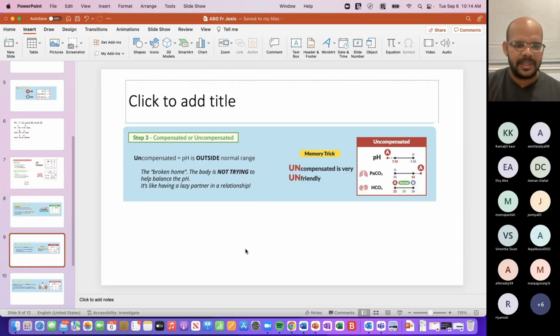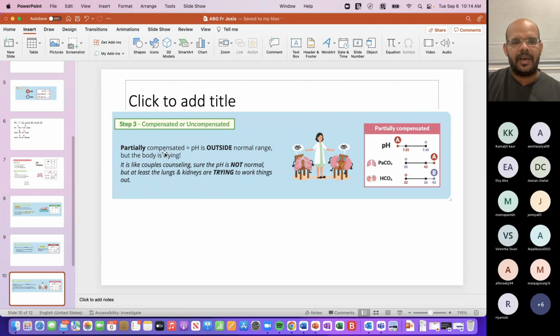So when you see this next thing, the partially compensated, in this case, pH is outside normal and both the values are outside normal, because one value is causing the pH to be abnormal and another one is trying to compensate. That is why it is partially compensated.